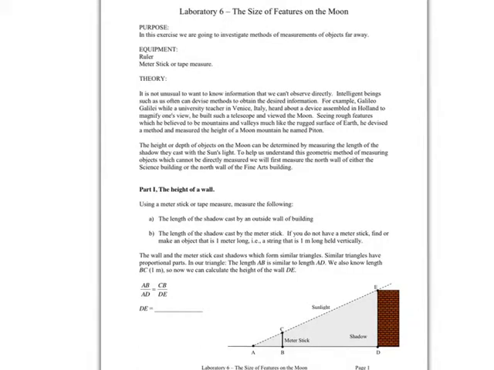This is Physics 1060 Lab 6 Hints. In this lab, we're going to use pictures of the moon to figure out the sizes of the features on the moon. We're going to do that using similar triangles, and this is something that you learned back in high school, hopefully, in a geometry class.